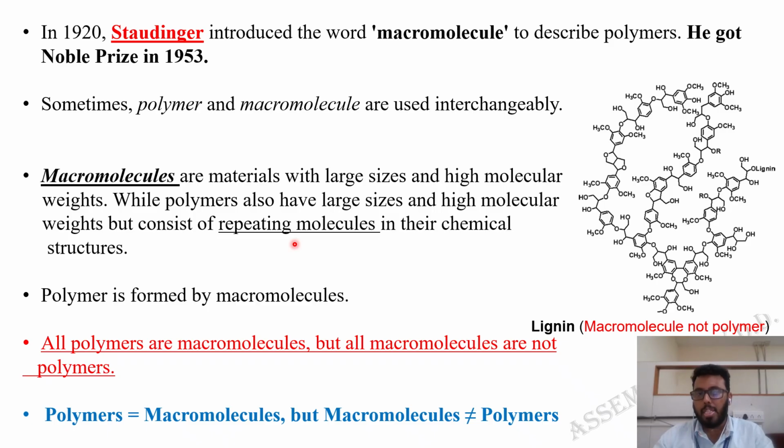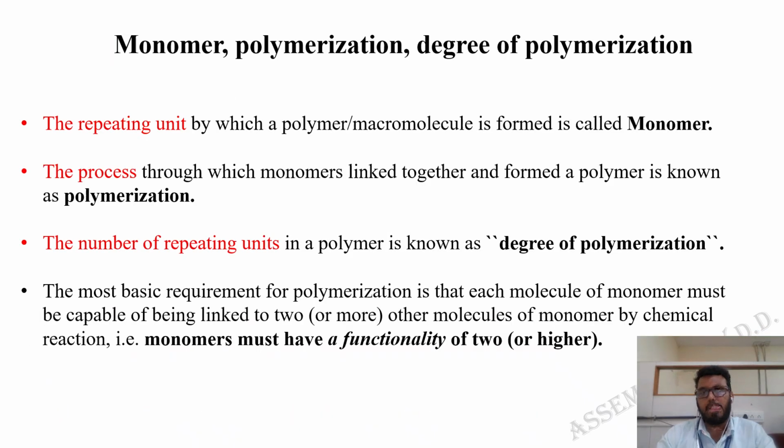So that is the reason why it has a massive chemical structure and high molecular weight. Polymer is formed by macromolecules in principle. All polymers are macromolecules because they have a lot of repeating units and they are massive molecules. But not all macromolecules are polymers. For example, lignin is a macromolecule, but it is not a polymer. That's why they say all macromolecules are not polymers, but all polymers are macromolecules. Polymers equal macromolecules, but macromolecules do not equal polymers.